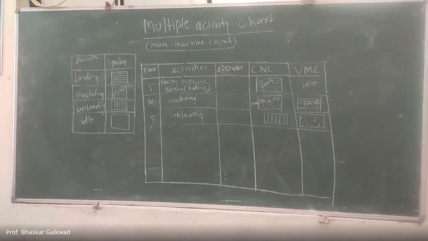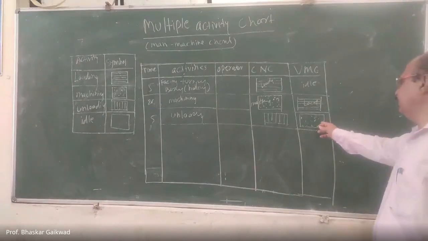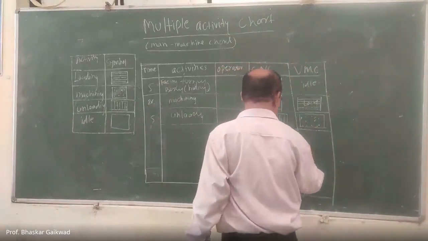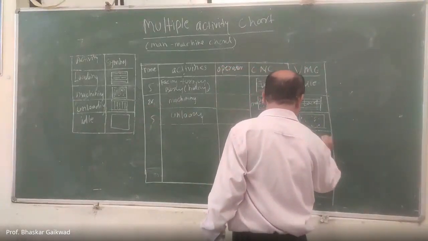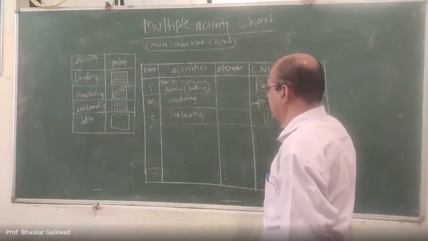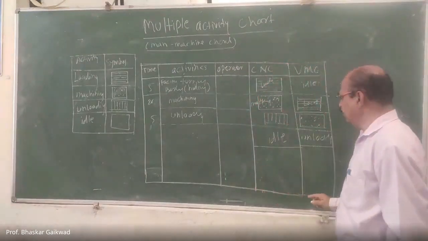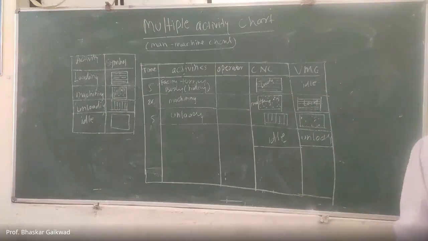And whenever idle is there, that idleness we can note. Once this operation is over, we have to remove the job. Once the operation is over, we go for unloading, and after this unloading, this will remain idle, because one man is doing one job at a time. So in this way, you have to do this work. The one operator can handle two machines along with some activities and times.